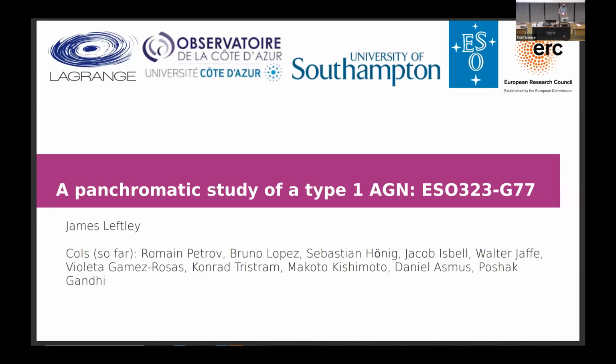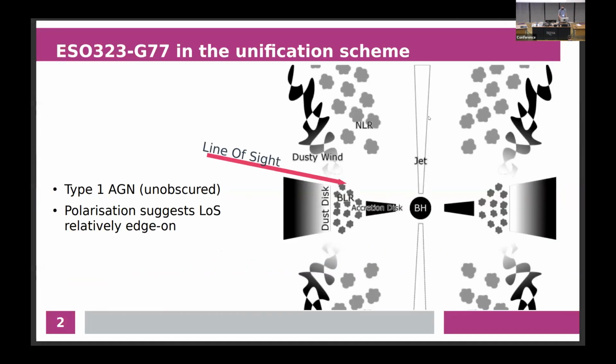So I'm going to talk today about ESO 323-G77, a type 1 Seyfert AGN, which we've had the luxury of viewing with a few instruments at the VLTI, giving us a nice wide range of wavelengths with which to try and understand the dust in this object. Okay, there we go.